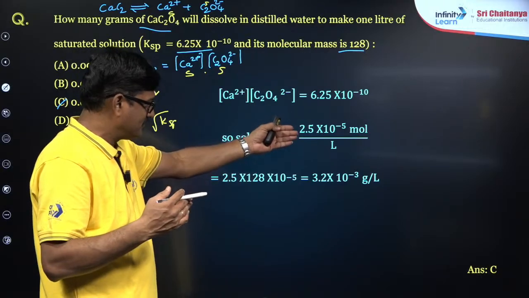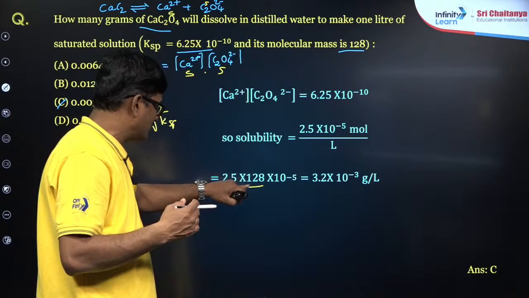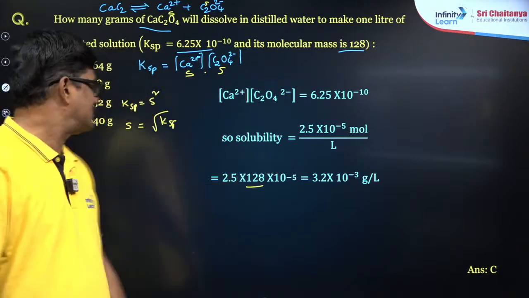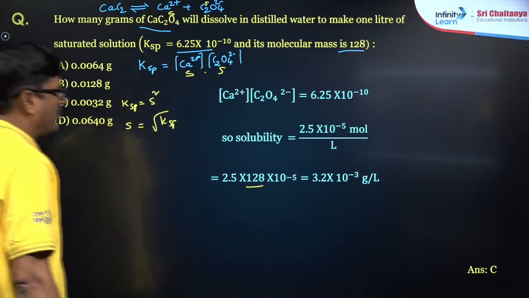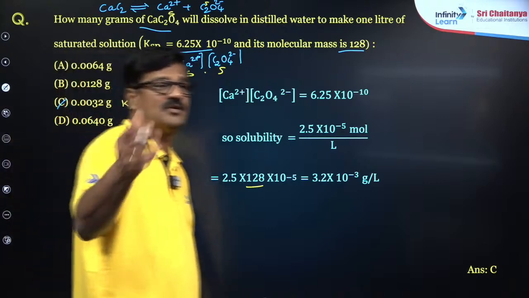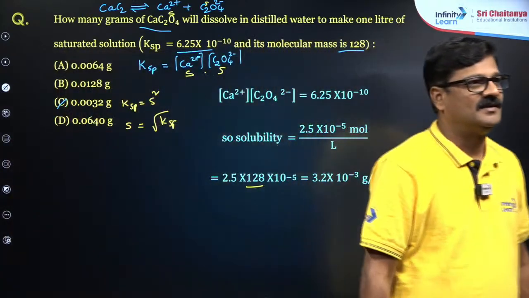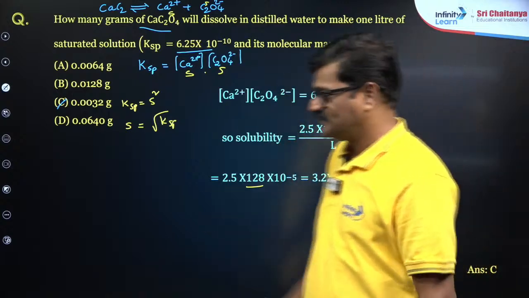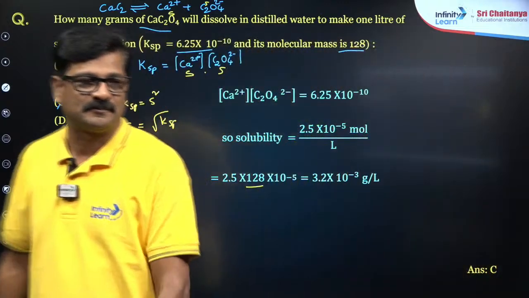It is in moles. Multiply with the molecular mass, 128, and you are going to get it in grams per liter. Got it? Now my answer is going to be C, 3.2 into 10 power minus 3, or 0.0032. Fine. Nando, Chitra, any doubt as far as this question is concerned?